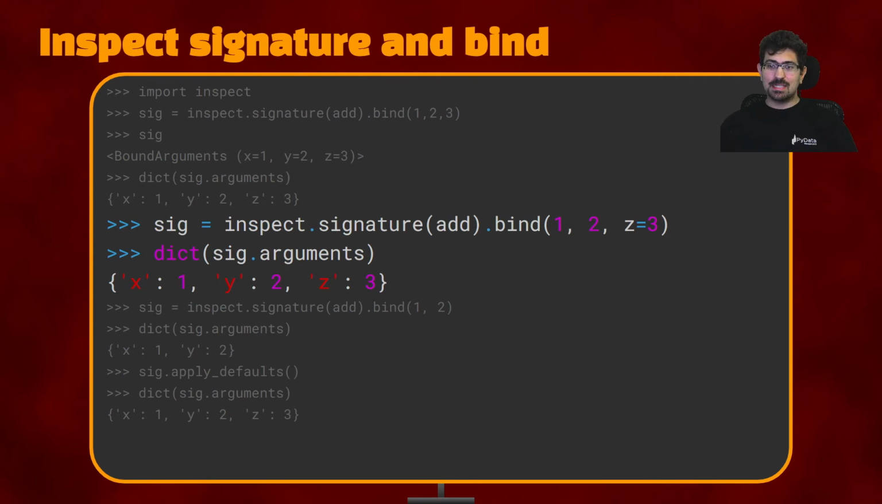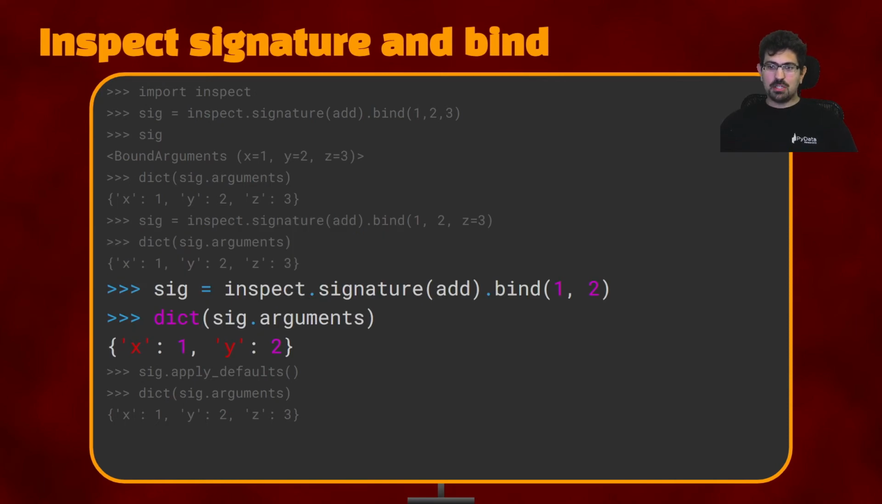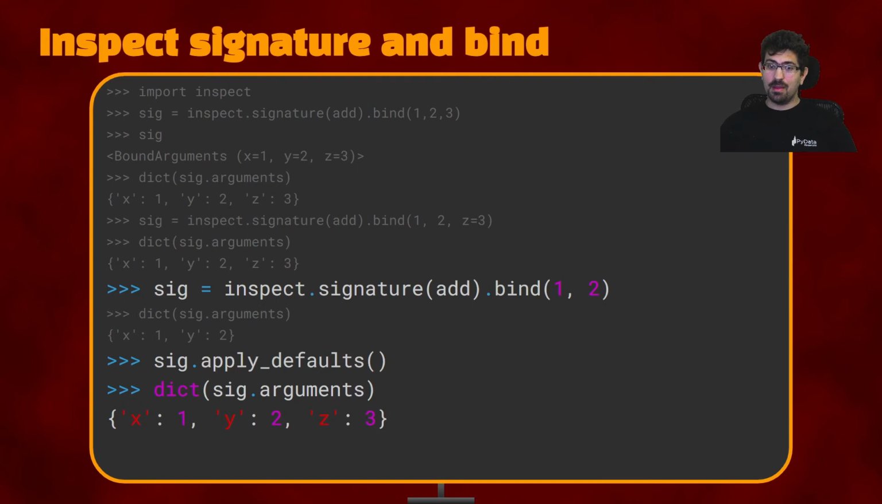Because now we can do the same thing, but now we can say bind of 1, 2, and z equals 3. Well, if we look for the dict of sig.arguments, we will get the same dictionary. And eventually, if we only bind 1 and 2, well, now we get only x and y inside the dictionary, which could be scary unless we add the method called apply_defaults. So now we have the signature, we are applying the defaults, and now when we ask for the dictionary of sig.arguments, we eventually get the same dictionary.